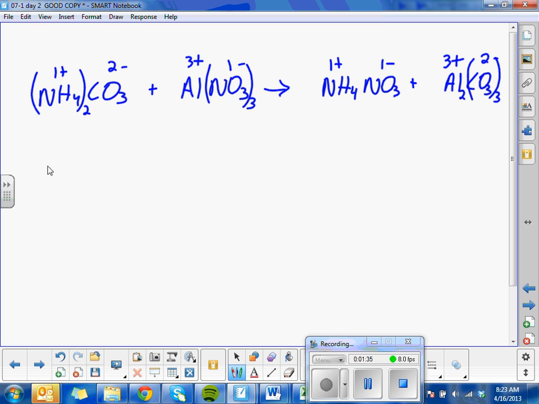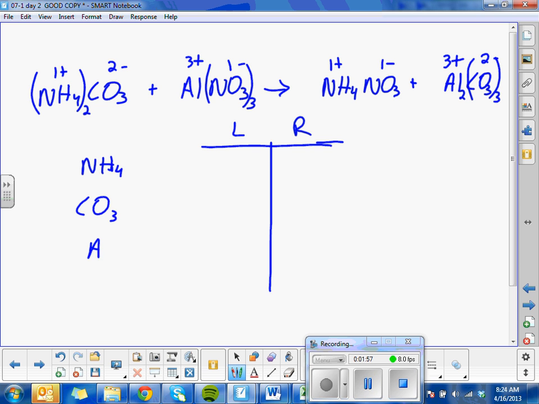Okay, so the next thing we do is we start with our T-chart. We've got the left side, we've got the right side. And we have ammonium, NH4, and we can put NH4 because we have NH4 on both sides. So we have ammonium, we have carbonate on both sides, so we put CO3. We have aluminum, and we have nitrate. It's really important to remember that you need to put NH4, not just NH.